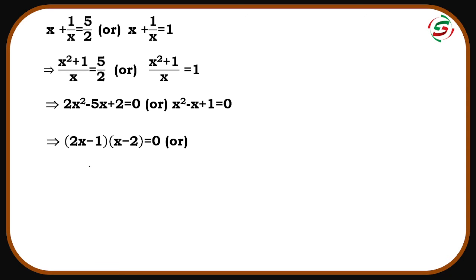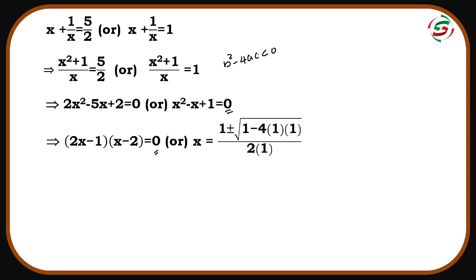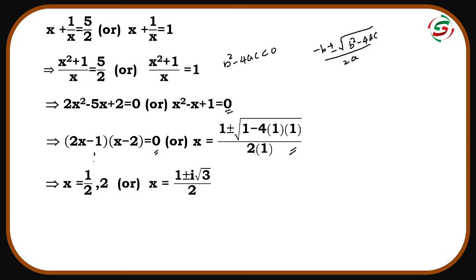Now we have to factorize this. 2x minus 1 into x minus 2 equal to 0. For the second equation, you can see the discriminant is lesser than 0, that is b square minus 4ac is lesser than 0. So that's why I will directly use the formula, minus b plus or minus square root of b square minus 4ac divided by 2a. According to that you will get 1 plus or minus root of 1 minus 4 divided by 2. So x will be 1 by 2 and x will be equal to 2.